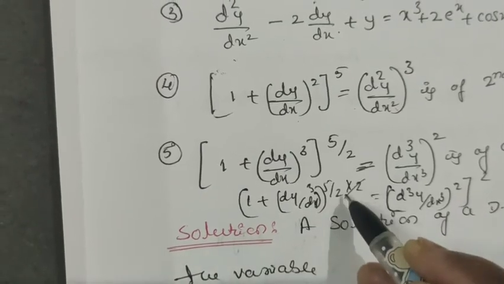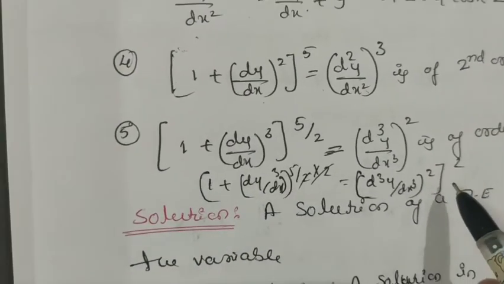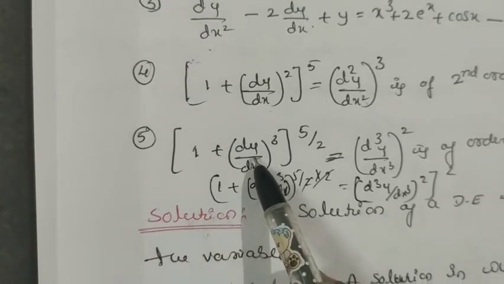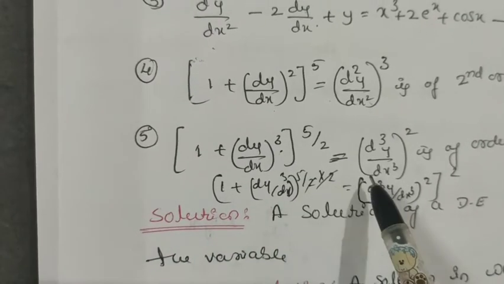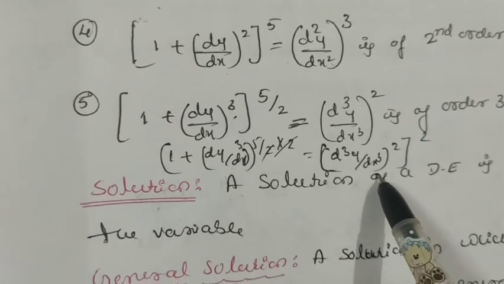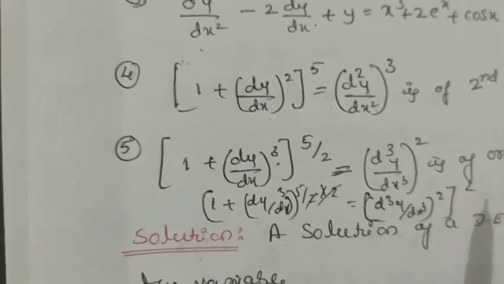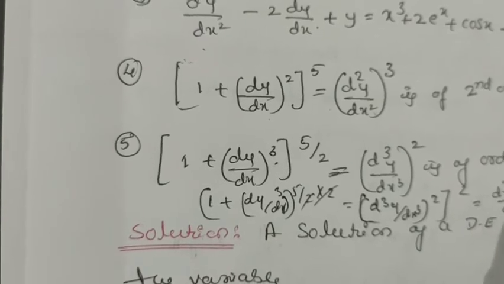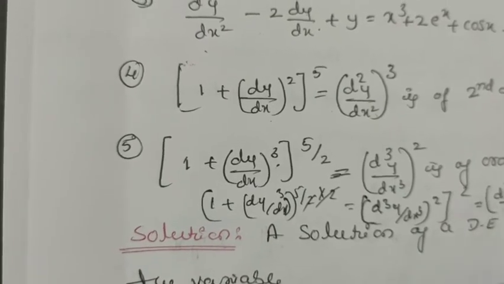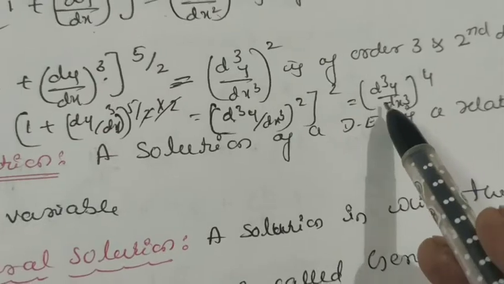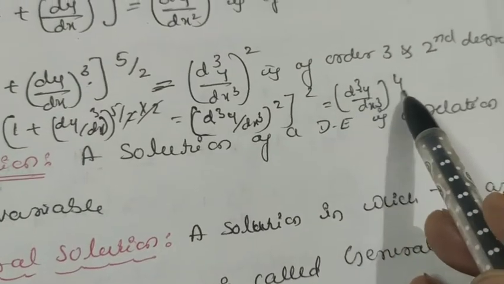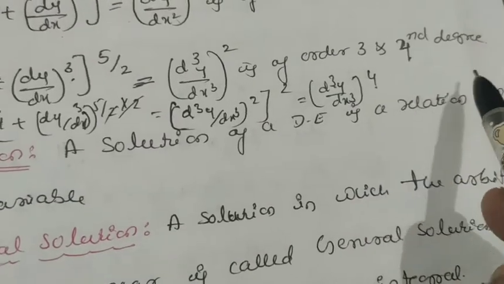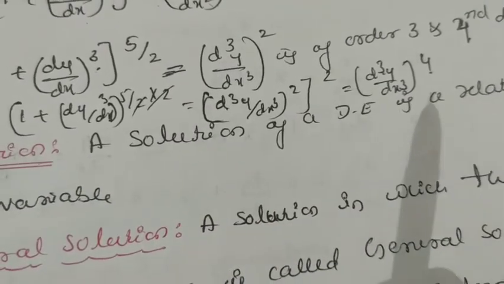So this gets cancelled. Now there is no need to take this dy by dx whole cube, because here we have d3y by dx cube. So you have to concentrate only on this. After simplification you will get (d3y by dx cube) whole raised to 2 into 2, which is 4. So its order is how much here? Order is 3 and degree is 4. Here I have written it wrong. This is order 3 and degree 4. This is a third order and fourth degree differential equation.